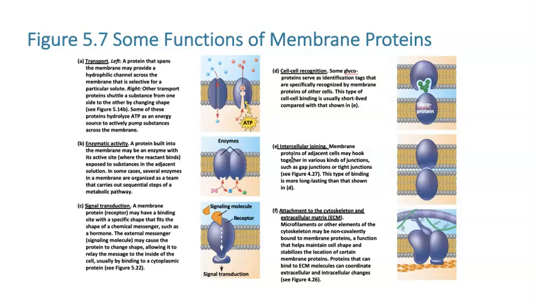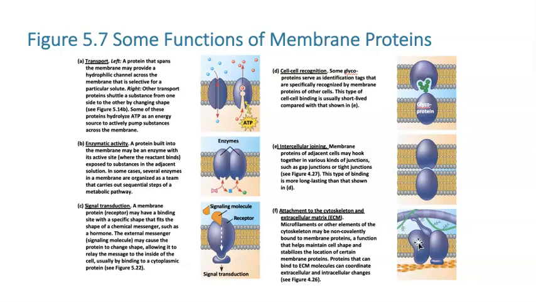The next one is intercellular joining. We'll spend a little bit more time on this later in this chapter, but proteins allow two neighboring cells to bind to each other in intercellular joining. We'll learn about gap junctions and tight junctions a little bit later in this chapter.